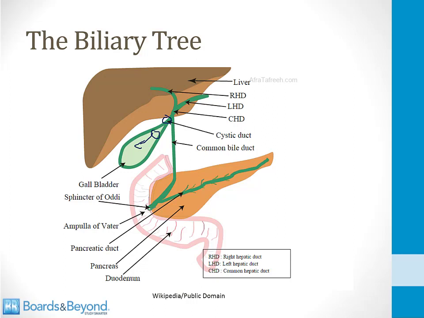If the stone works its way down into the common bile duct, it will then obstruct the flow of bile, and therefore bile will back up into the liver, and this will give signs and symptoms like jaundice and elevated bilirubin levels and increased alk phos levels as well.